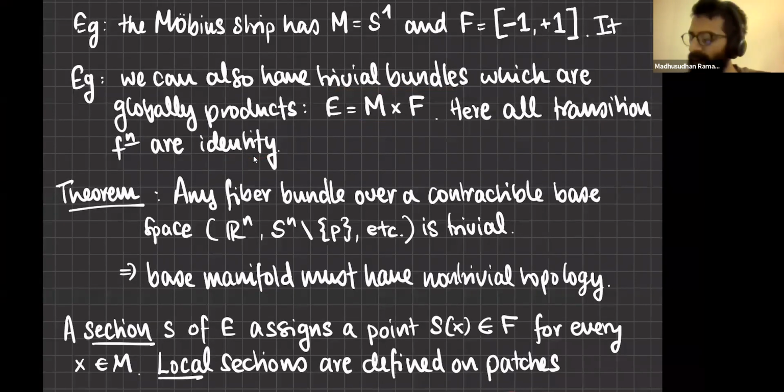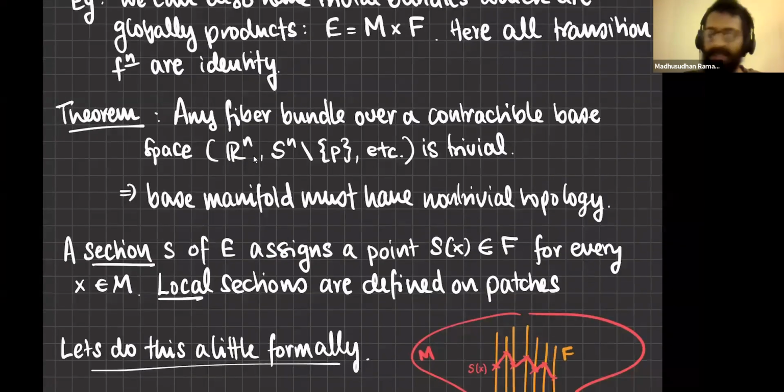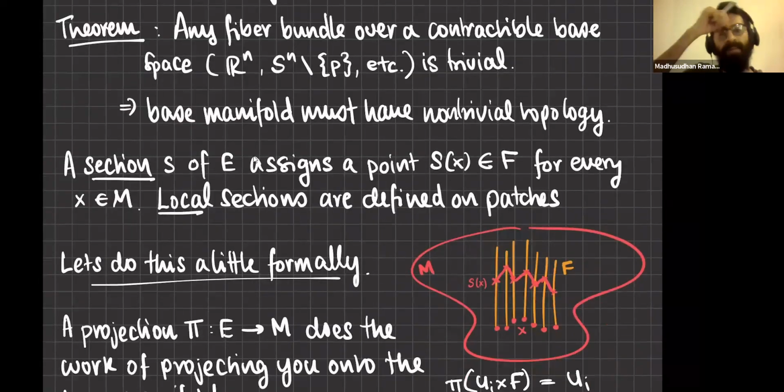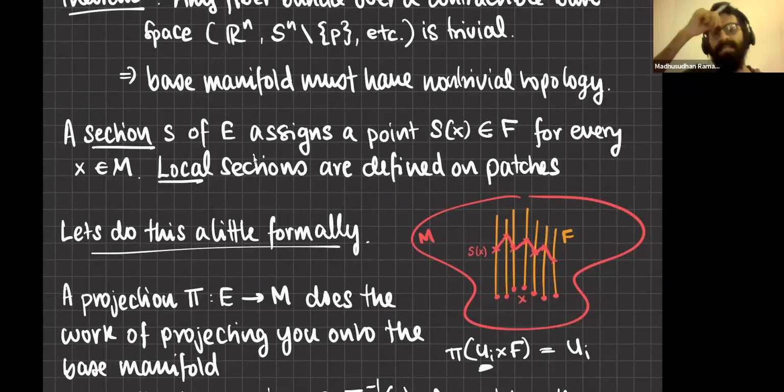Okay, we also saw the definition of a section of a fiber bundle, and what a section does is it assigns a point in the fiber for every point on the base. Okay, so locally you can define sections on patches. The question of whether or not we have global sections, or sections over the entire base manifold that are non-trivial, remains to be seen.